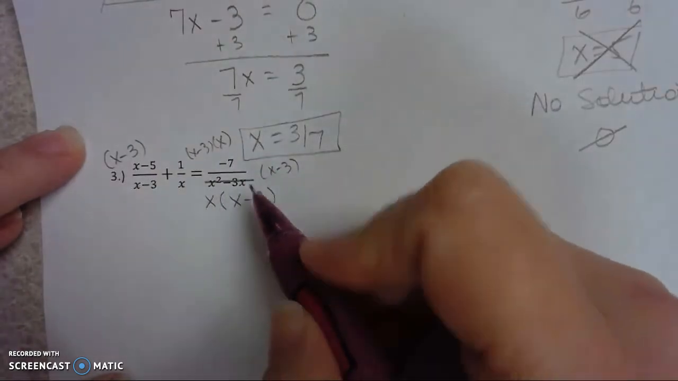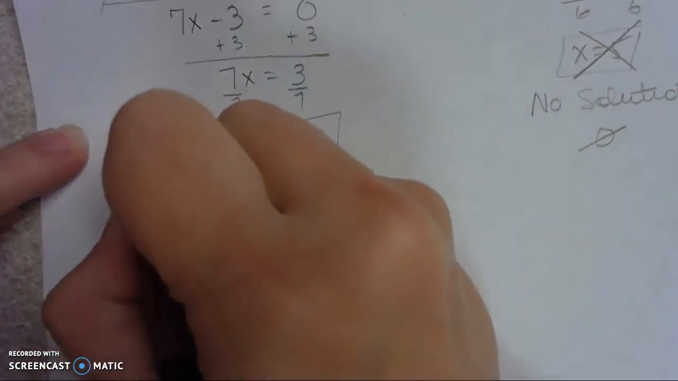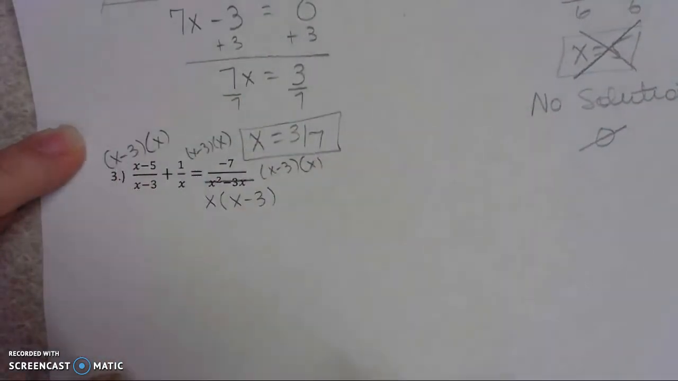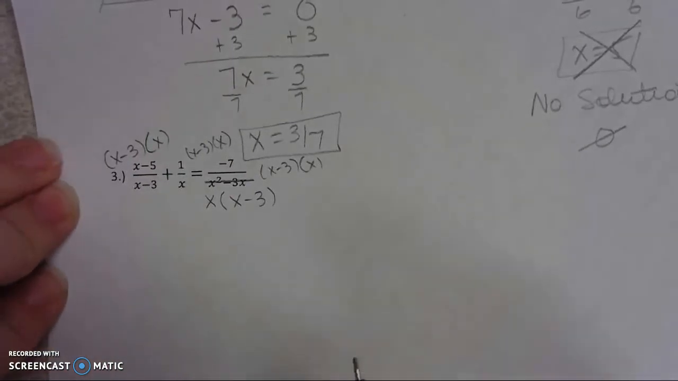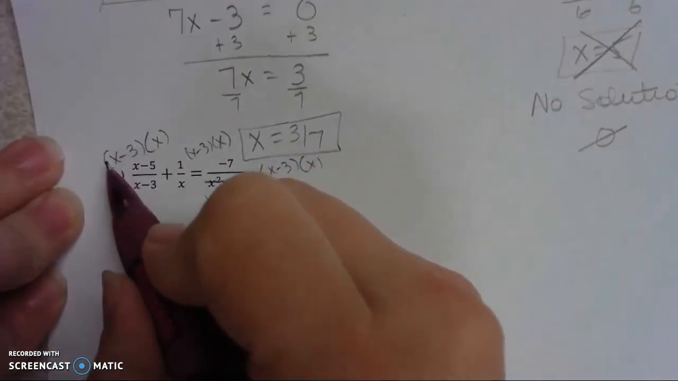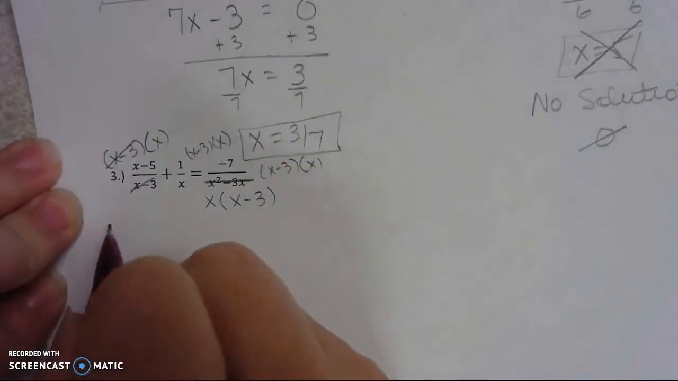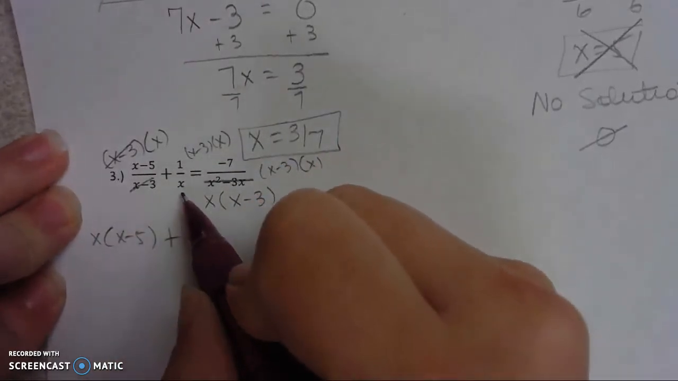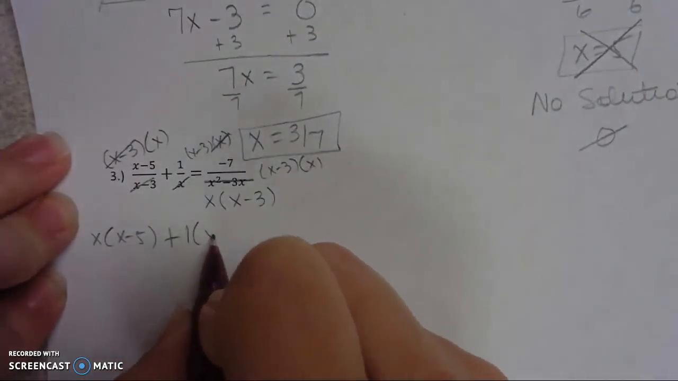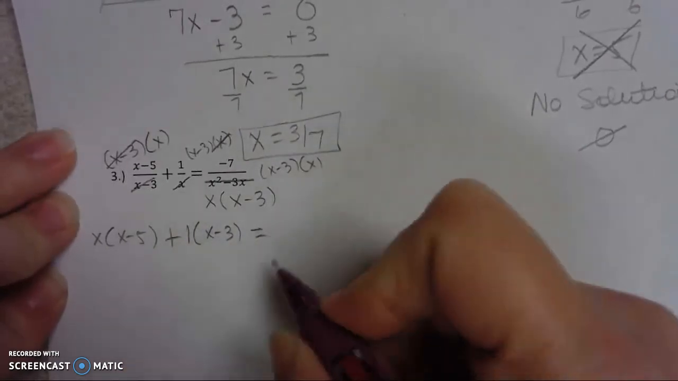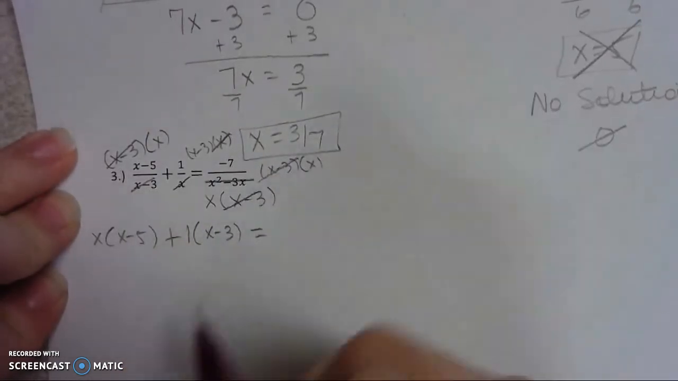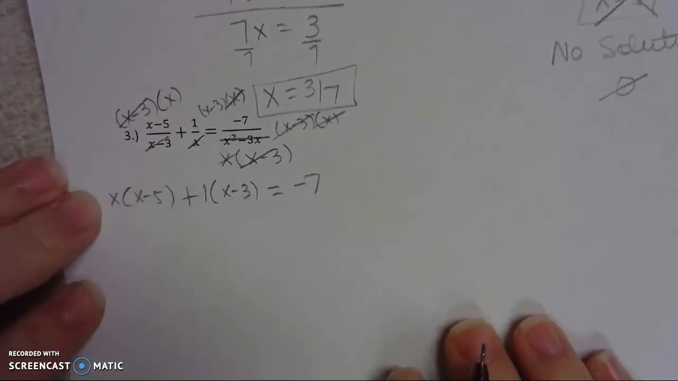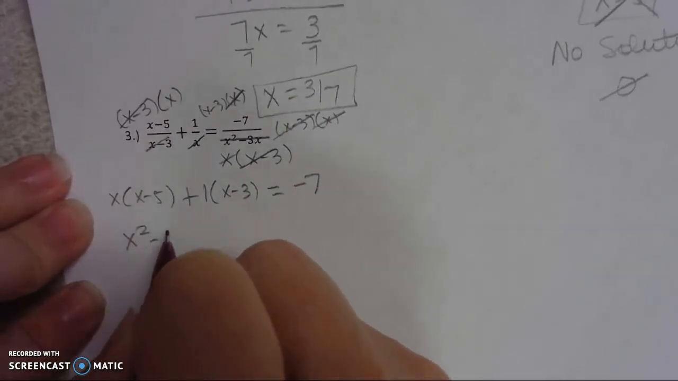Alright, and then this last one, I didn't multiply everything else by x. So because we multiplied this fraction by x, everything else must be multiplied by x. Okay, so in this fraction, the x minus 3's are going to cancel, and we're left with x times x minus 5 plus, in this fraction, the x's are going to cancel, and we're left with 1 times x minus 3. And in this fraction, the x minus 3's will cancel, and the x's will cancel, and I'll be left with negative 7.